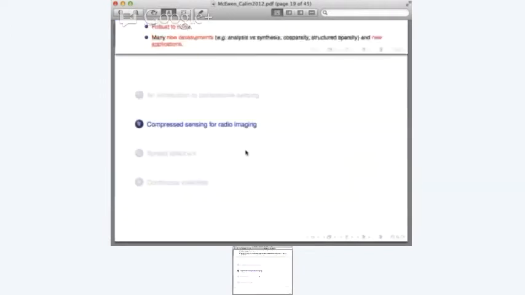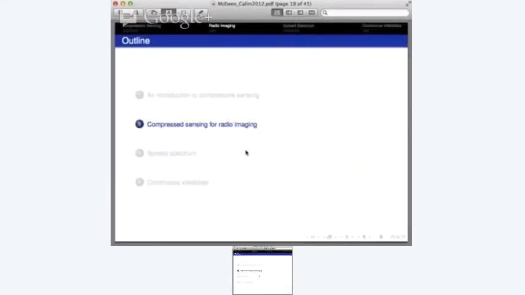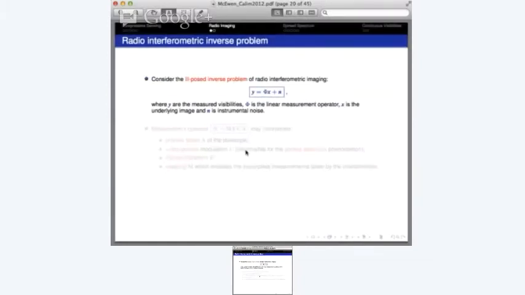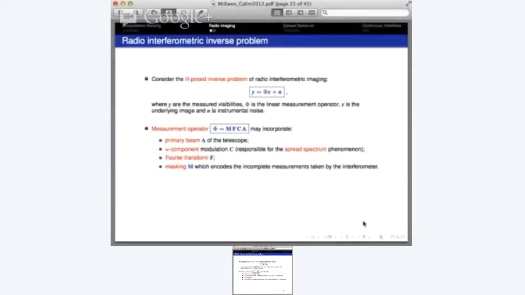Okay, so now we can apply this to radio interferometry. It's very straightforward. In radio interferometry, we have a linear system. Y here are now our visibilities. We have some measurement operator, and X is the image we'd like to recover. So we can construct different measurement operators for the different problems we're considering.